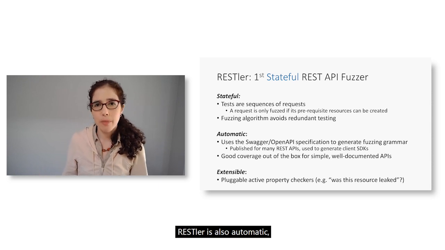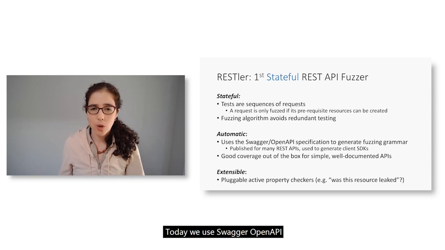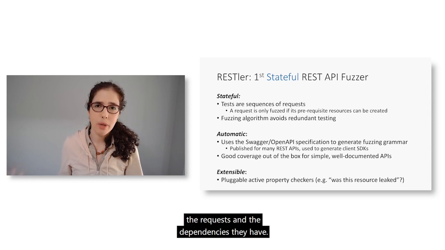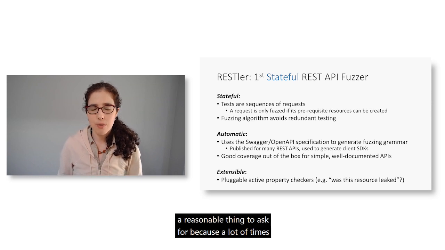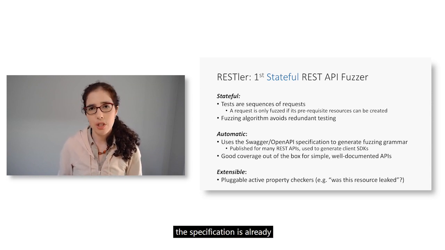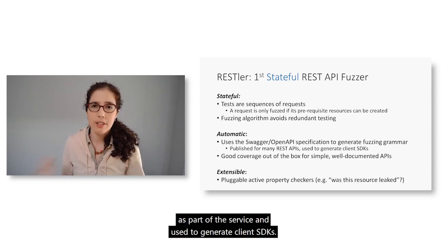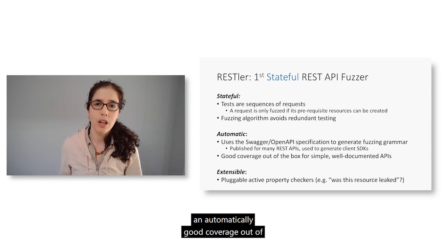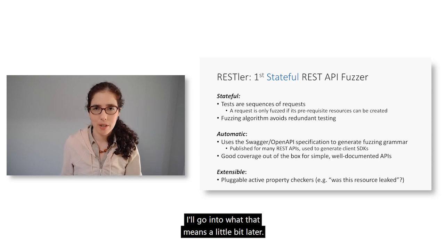RESTler is also automatic. It requires an API specification. Today we use Swagger OpenAPI to generate the fuzzing grammar, which specifies how to fuzz the requests and the dependencies they have. We found that this is a reasonable thing to ask for because a lot of times the specification is already available since it's maintained as part of the service and used to generate client SDKs. And using the specification, RESTler can provide automatically good coverage out of the box if the API is well documented. I'll go into what that means a little bit later.